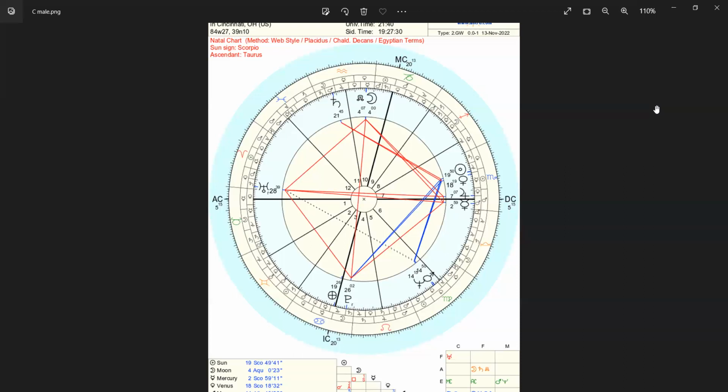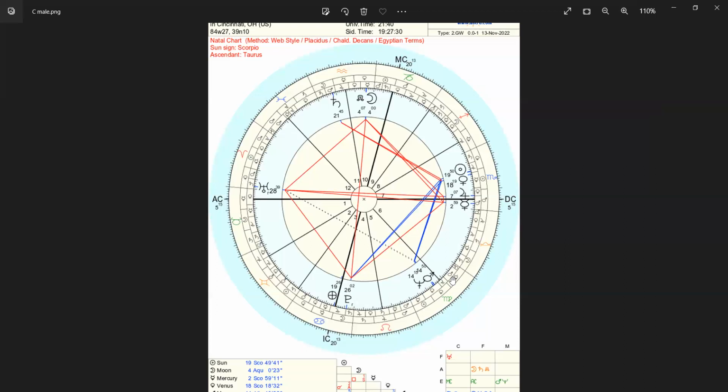He uncovered it. He scratched the surface, uncovered it, and then let it breathe and act on its own. And he encouraged it. Now we've got another Mars Neptune. Both of the men have the Mars Neptune in Virgo. Isn't that fascinating? Isn't it weird how I do this?